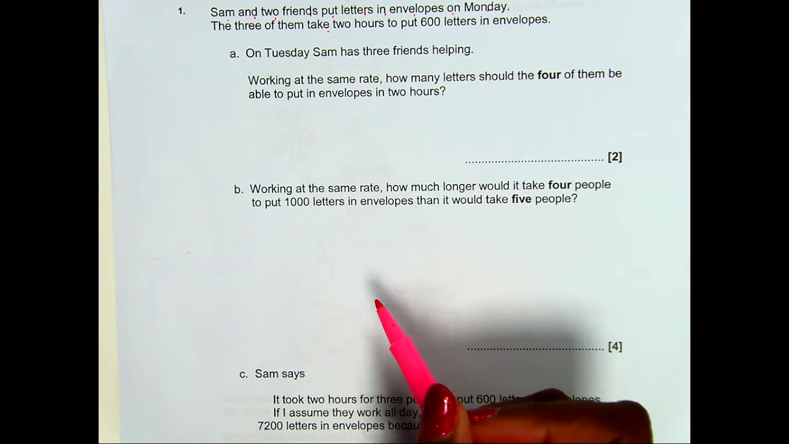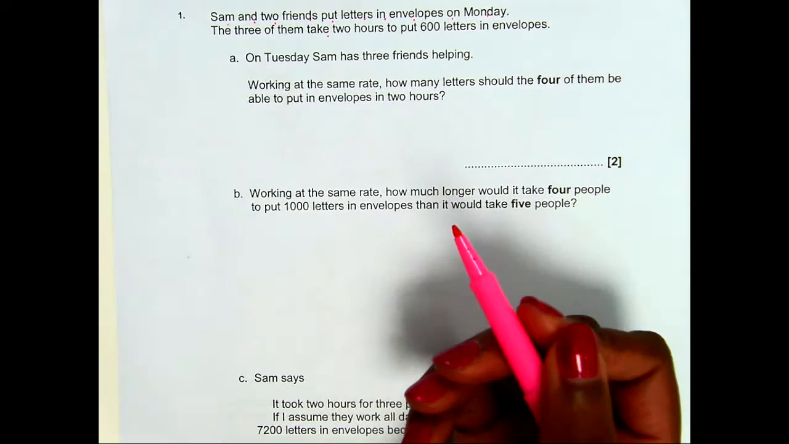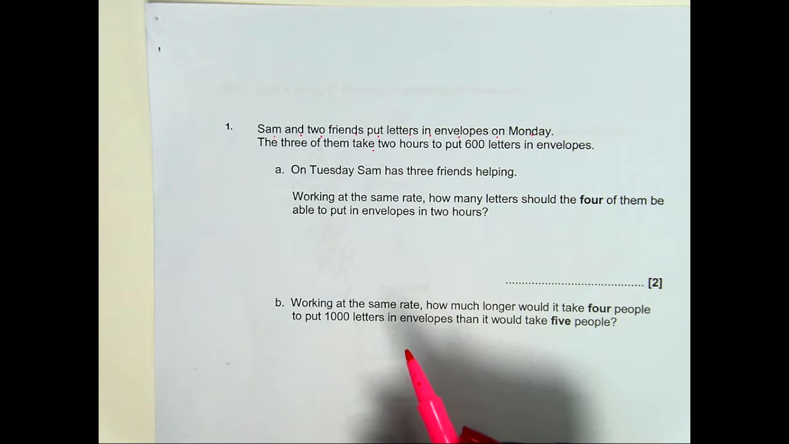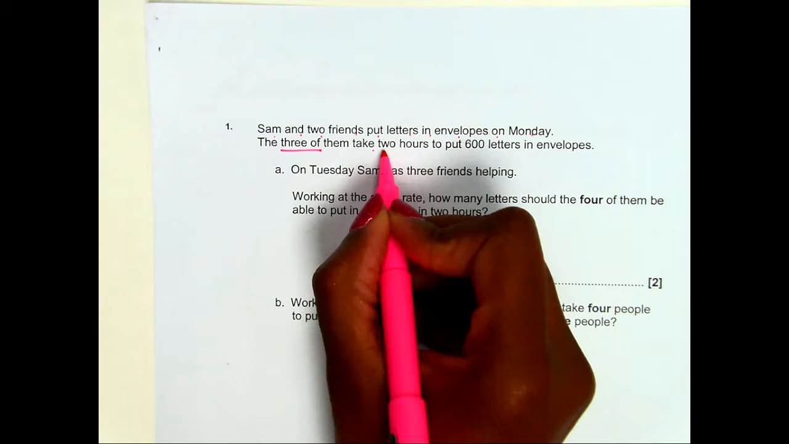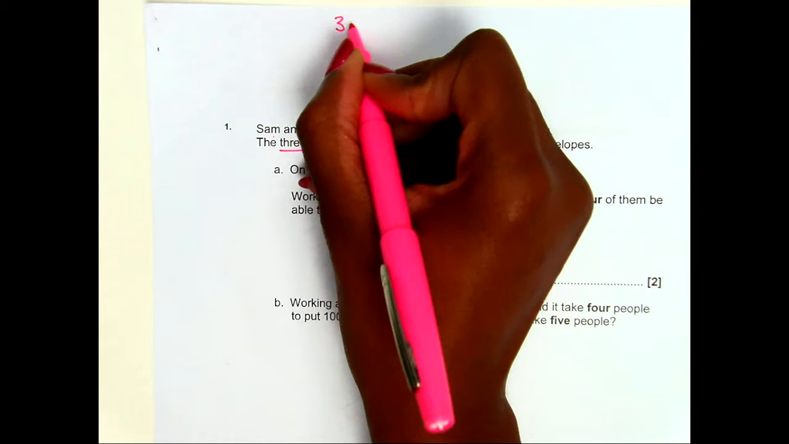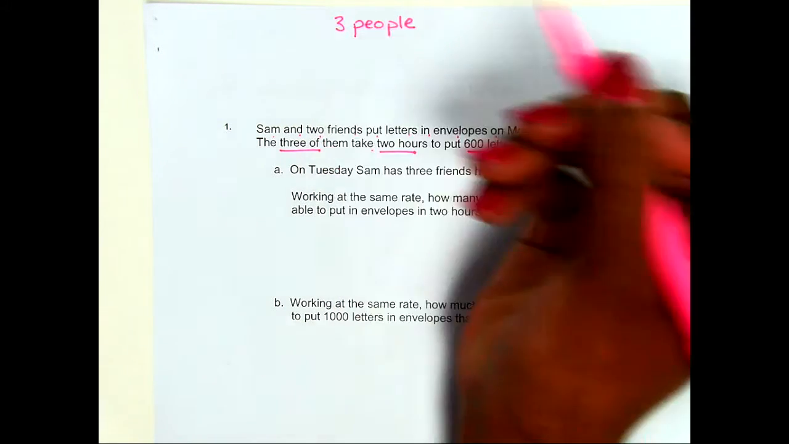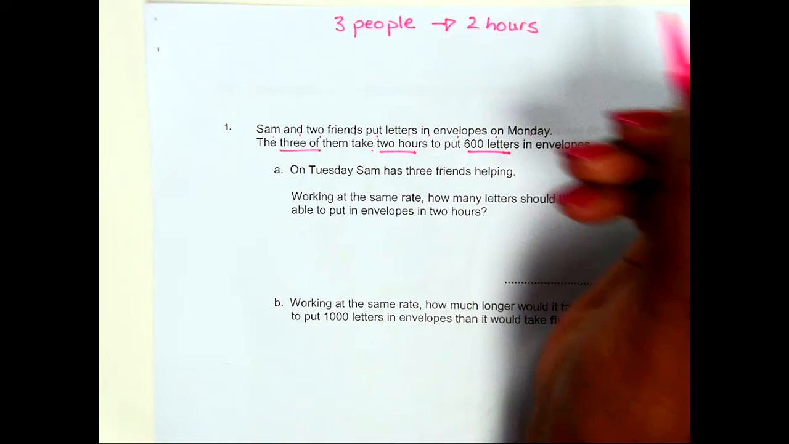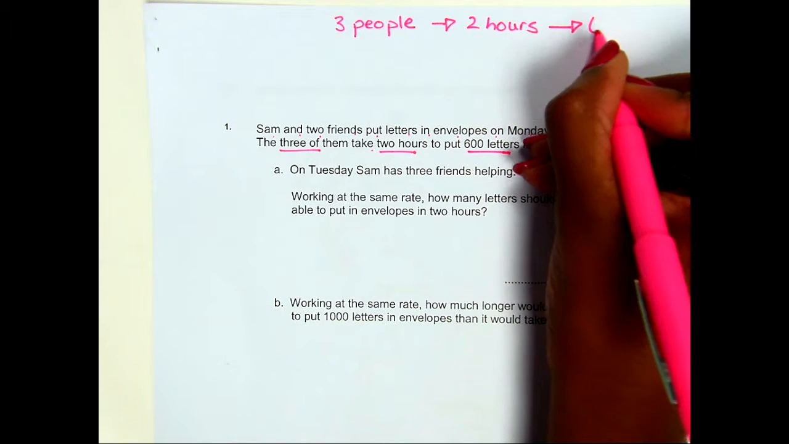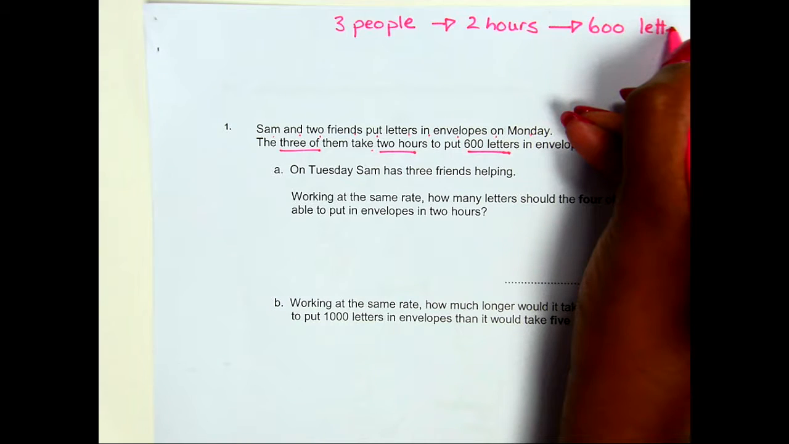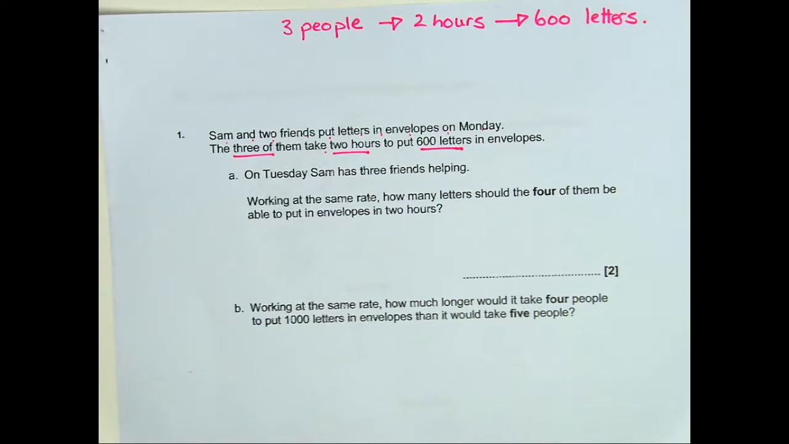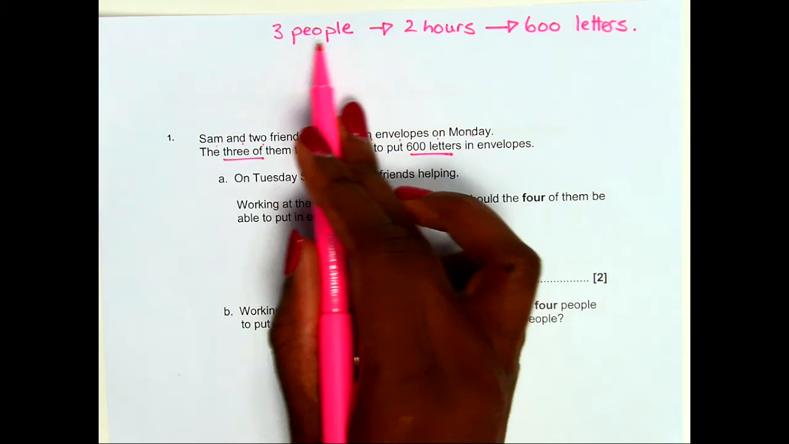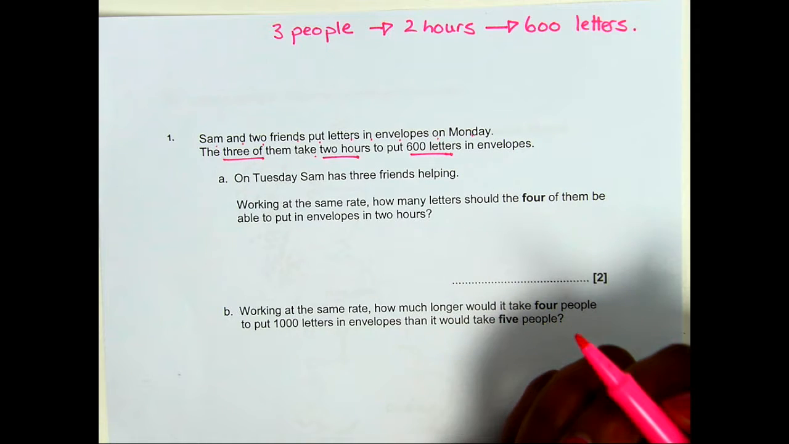So what I like to do is take my words and make them into almost like an equation. So if we have a bit of space up top here, let's have a go. So 3, 2 hours, 600 letters. So I write down 3 people take 2 hours and they distribute 600 letters. Okay? And it's really good in mathematics to make sure that you can convert your words into as simple instructions as possible, because that helps you.